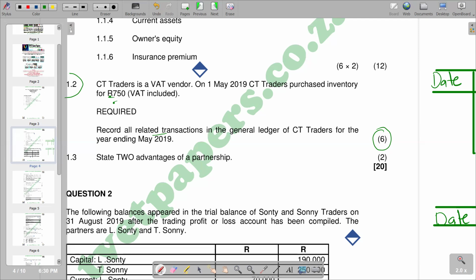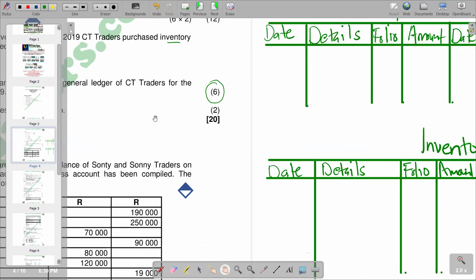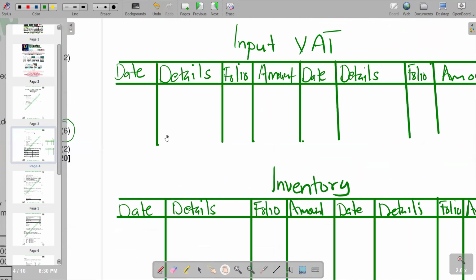So this is one of them. Then we also have to have an inventory account. Remember, when we are posting to an inventory account, it will be VAT exclusive, and the figure that we are given is VAT inclusive. So we are going to do the calculations involved there and find the figures that we're supposed to post. If you go to our other section, you'll see that we have the ledger accounts prepared in terms of input VAT and then the inventory.